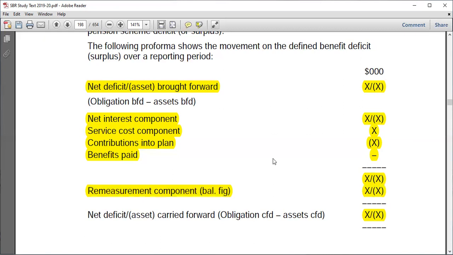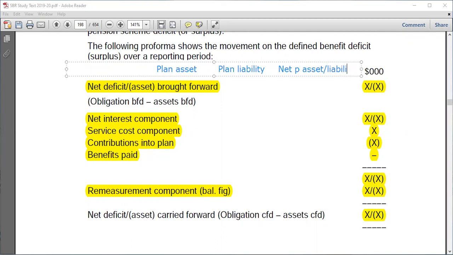All right, let us do this. As I said earlier, the reality is you would have the plan assets, but also you would have the plan liability, just like this. And here we have the net. It could be the net plan asset or net plan liability.